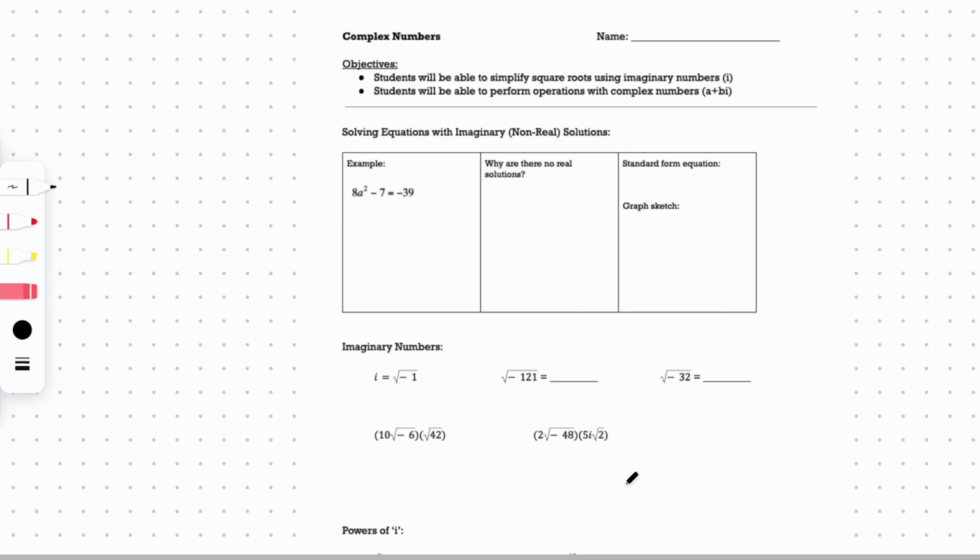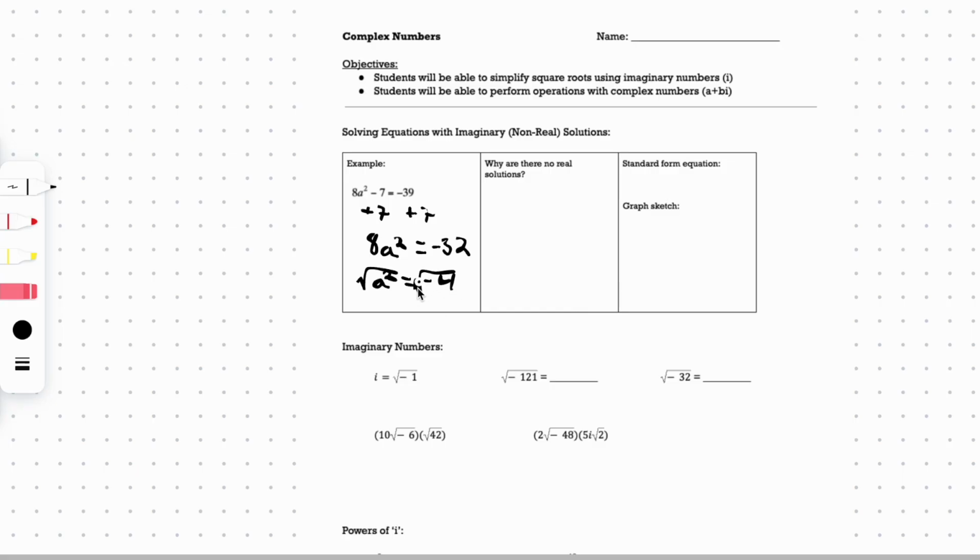Okay, so let's start with this problem. We have 8a squared minus 7 equals negative 39. First, let's try to solve this. What I would do originally is add 7 to both sides, and we'd get 8a squared equals negative 32. Then we divide both sides by 8 and get a squared equals negative 4. Then we take the square root of both sides.